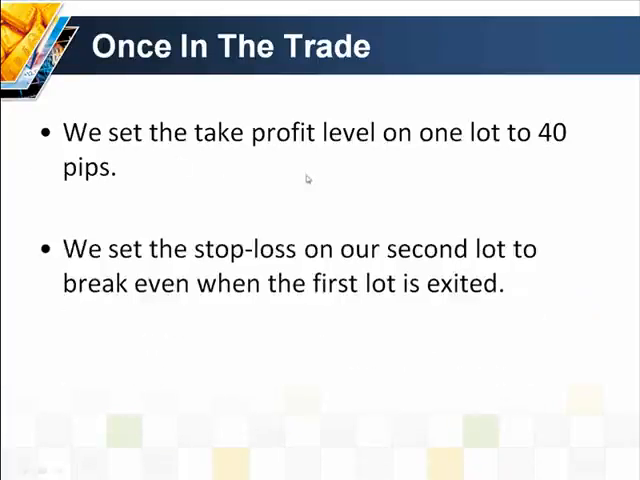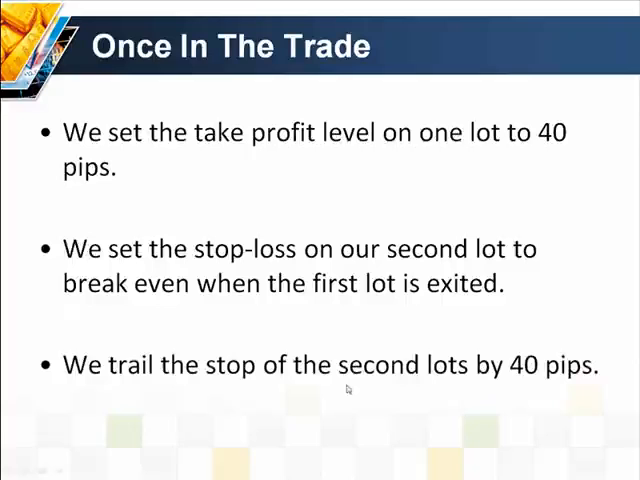When that first take profit level is hit and our first lot is exited, assuming that the trade does move in our favor, we set the second stop loss for our second lot to the break-even point when the first lot exits, and we trail that stop by 40 pips. And if you're not using the MetaTrader software for your actual trades, you can trail your stop by simply moving it every time the currency pair moves in your favor, every 40 pips.